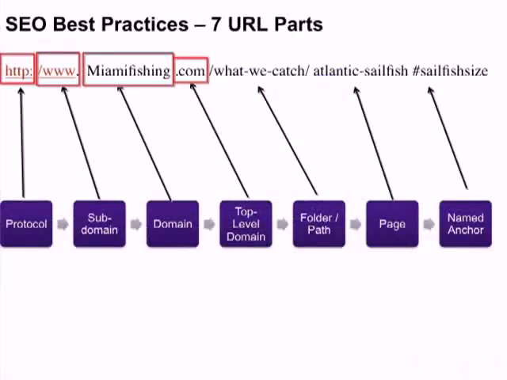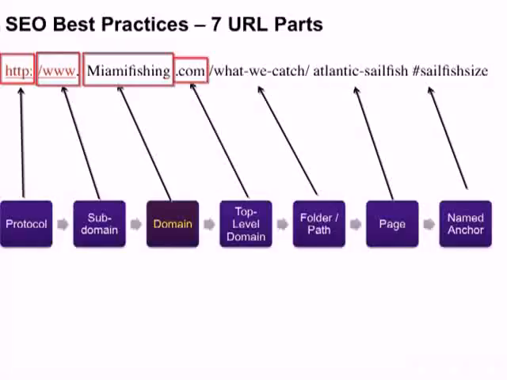So these 7 different parts of a URL are the protocol, which is the HTTP, the subdomain, which could be www or just nothing. You're not required to have a subdomain. You just need that consistency in your URL if you do use a subdomain. Make sure you're always using www if you choose that route.